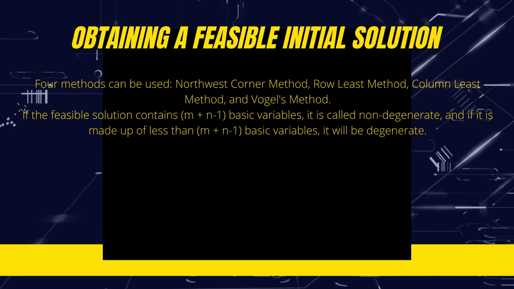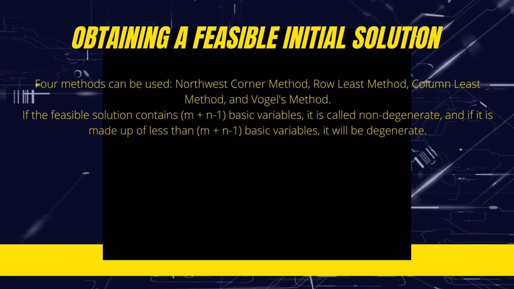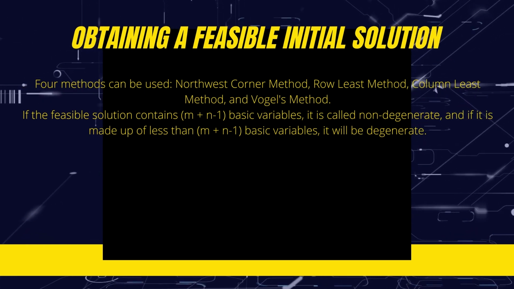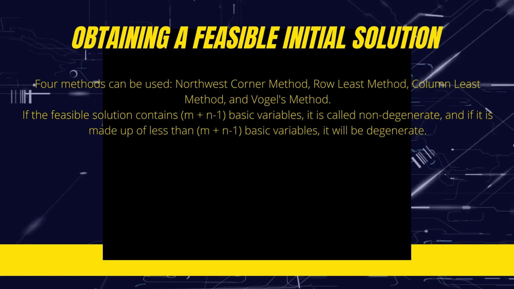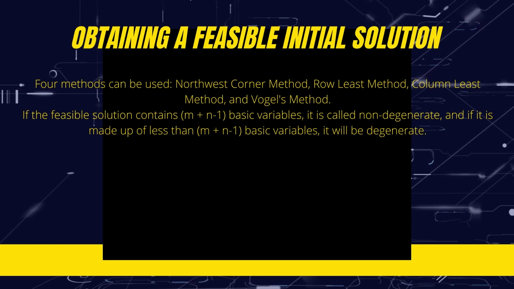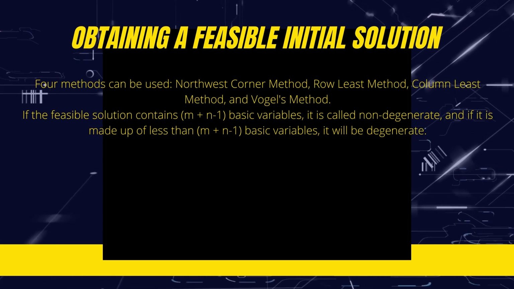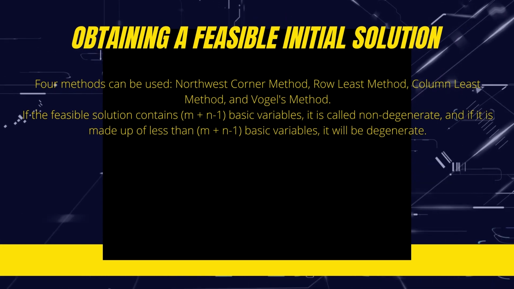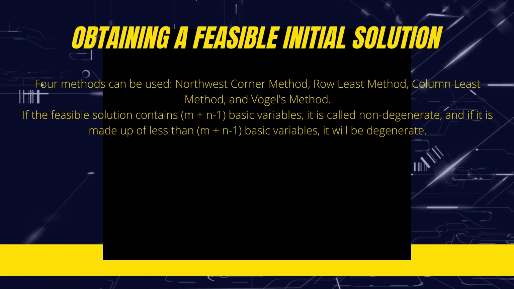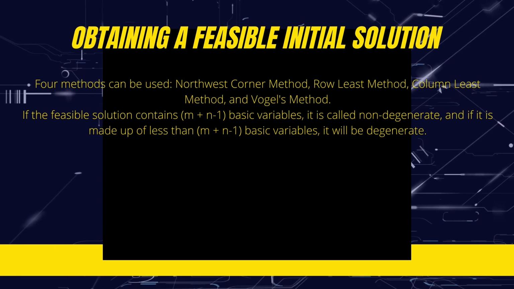A feasible initial solution. Four methods can be used: northwest corner method, row least method, column least method, and Vogel's method. If the feasible solution contains m plus n minus 1 basic variables, it is called non-degenerate, and if it is made up of fewer than m plus n minus 1 basic variables, it will be degenerate.